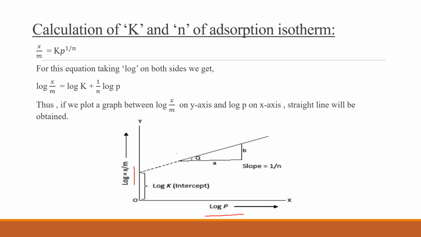So we will obtain the straight line here, and this straight line has the slope of 1 by n and intercept of log K. Since this equation is quite similar to y equal to mx plus c, in which m is slope and c is intercept, which is a constant term. Similarly, here log K is a constant term, so it is an intercept, and 1 by n is slope here. So the slope for the curve is 1 by n and intercept is log K.